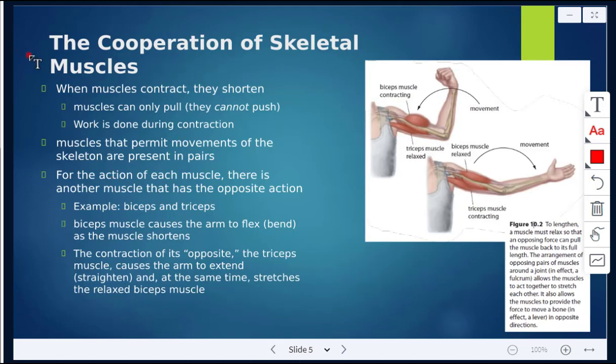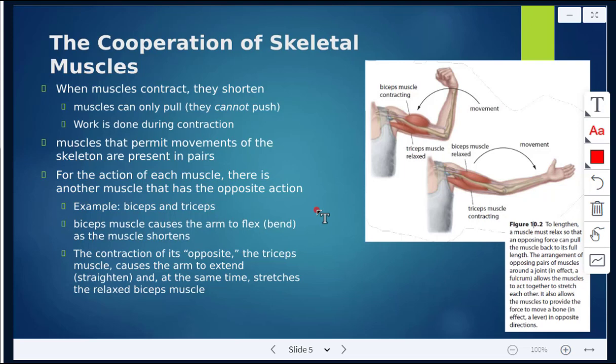Here we're looking at the cooperation of skeletal muscles. When muscles contract, they shorten. Muscles can only pull, they cannot push. So work is done during contraction. Muscles that permit movement of the skeleton are present in pairs. For the action of each muscle, there is another muscle that has the opposite action. For example, biceps and triceps.